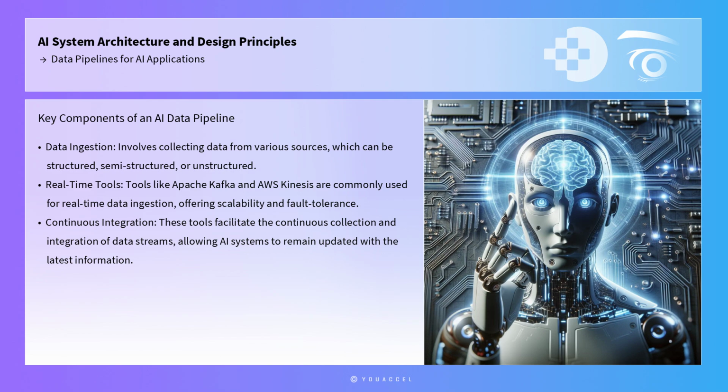To build an effective data pipeline for AI applications, one must consider several key components: data ingestion, data transformation, data validation, and data storage. Data ingestion involves collecting data from various sources, which can be structured, semi-structured, or unstructured. Tools like Apache Kafka and AWS Kinesis are commonly used for real-time data ingestion, offering scalability and fault tolerance. These tools facilitate the continuous collection and integration of data streams, allowing AI systems to remain updated with the latest information.